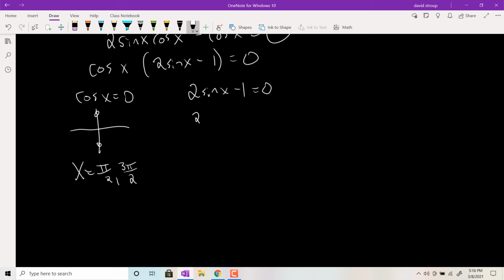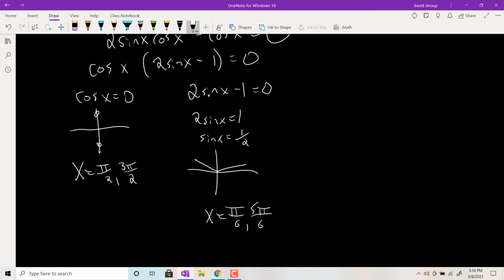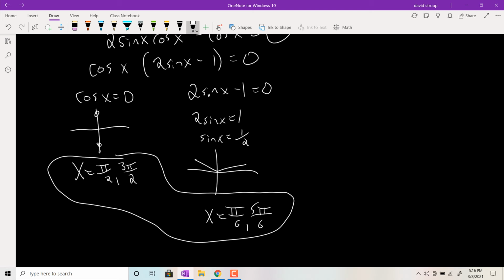And then this guy, 2 sine x is 1. So sine x is 1/2. And then the reference angle for 1/2 is pi over 6. Sine is positive in the first and second quadrant, so we'll have x equals pi over 6 and then 5 pi over 6. And that would be it. So that'd be those 4 solutions. Okay.